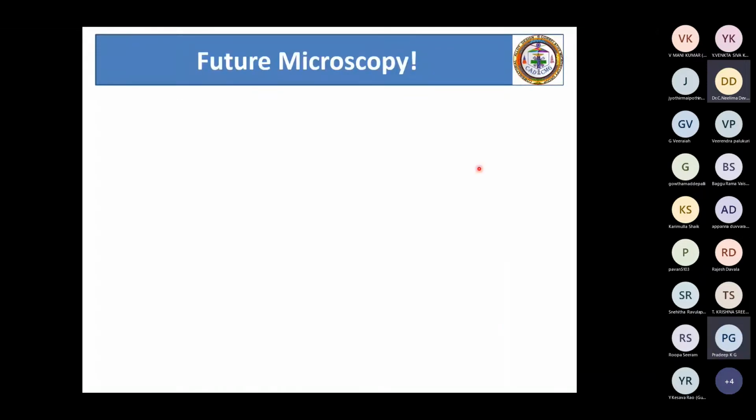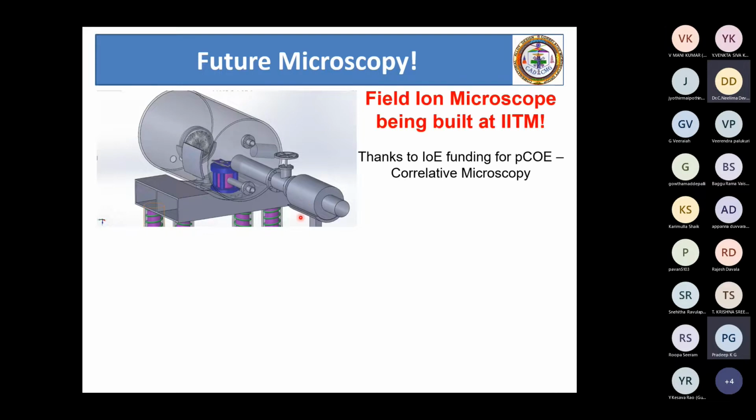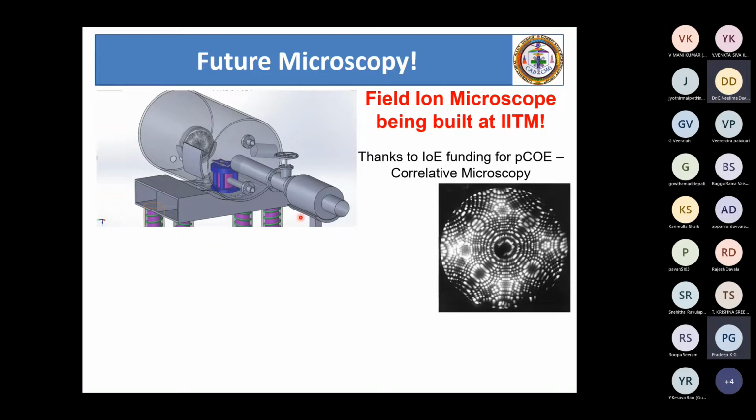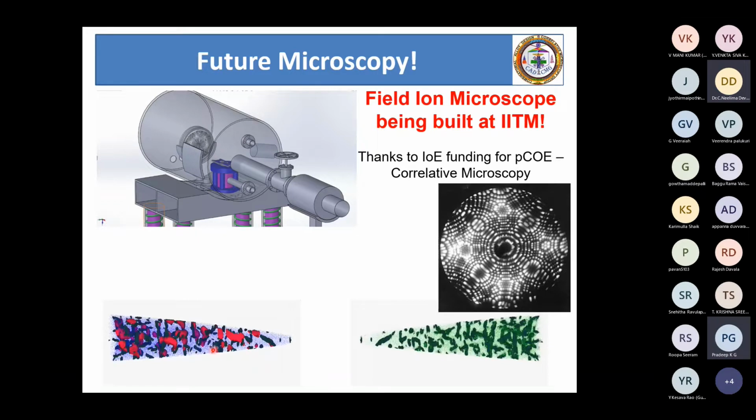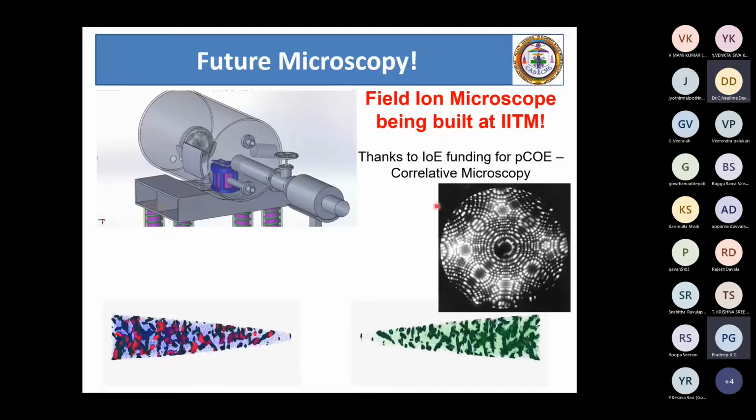So to conclude, we are moving towards future microscopy, where we have embarked on a journey of building a microscope called the field ion microscope, so that the same sample, after TKD and before going to atom probe, can be utilized to image individual atomic positions, as I showed earlier. All the white dots represent one atomic position. Thanks to the Institute of Eminence funding to IIT Madras, we are building this microscope ourselves with our own custom design, so that we can relate all the nanoscale features present in the atom probe to their crystallographic details and the atomic positions in three dimensions using field ion microscopy.